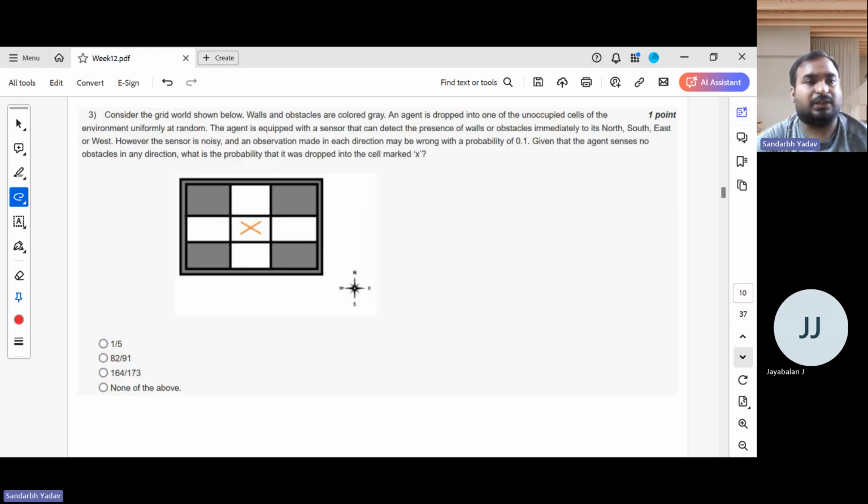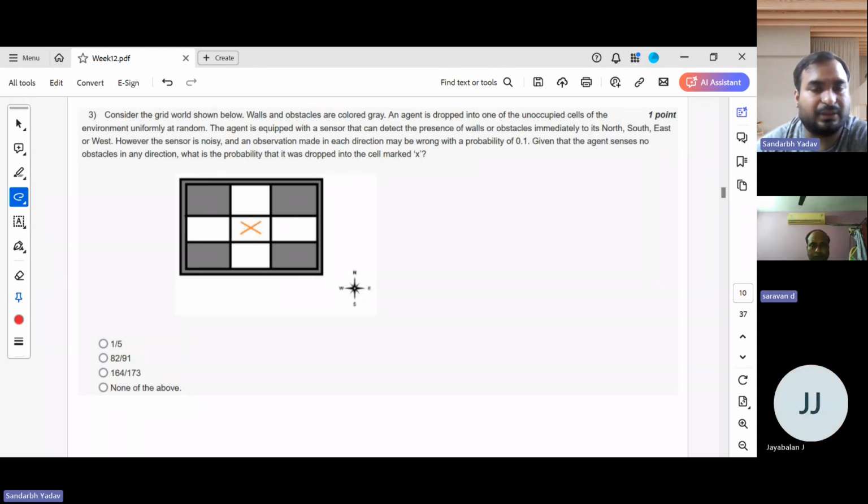Now let's move to the third question. The third question says, consider the grid shown below. Walls and obstacles are colored gray. Okay, so a wall is also an obstacle.